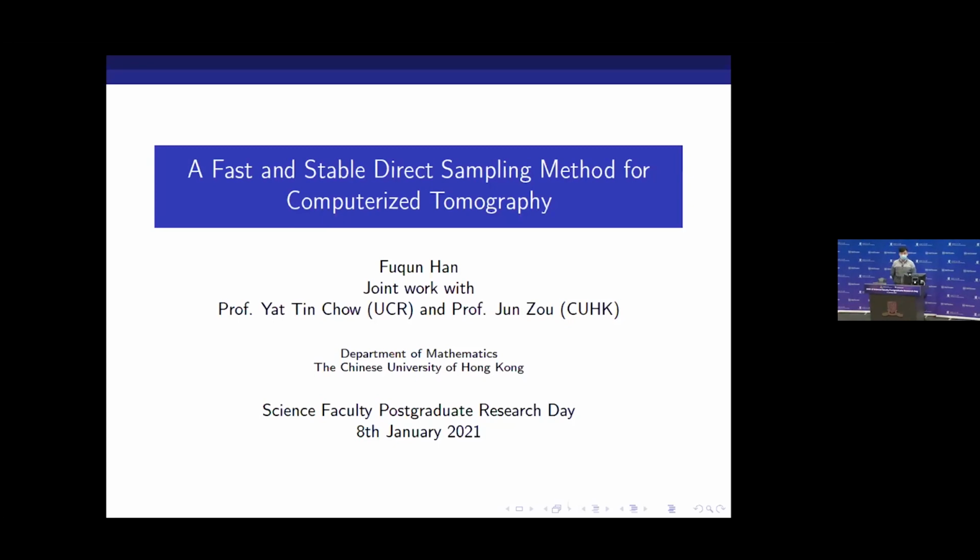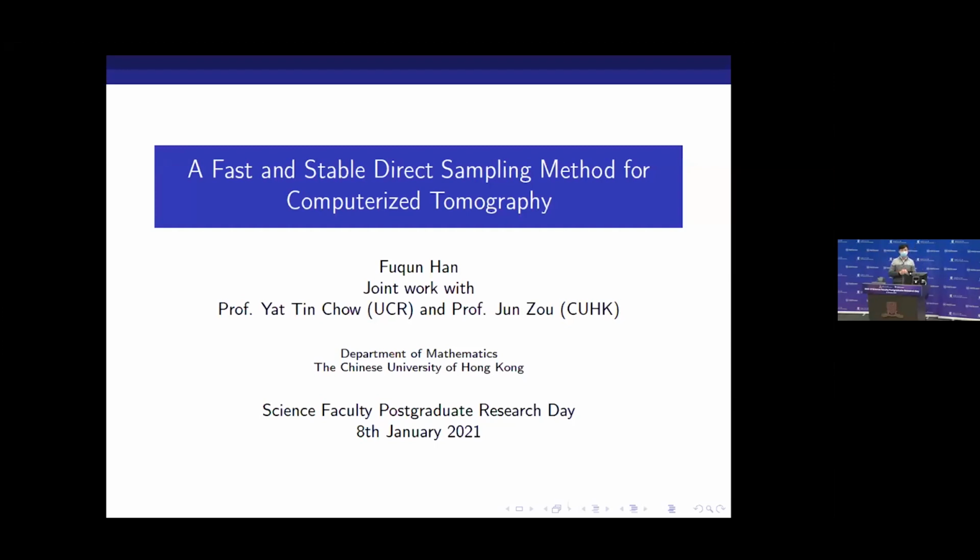My name is Fuqun, and I'm coming from the Department of Mathematics. Today, I would like to share with you a very important and also exciting research program that I have made during my MPhil studies in CUHK. This is a collaboration with Professor Yating Zhou from University of California, Riverside, and also my supervisor, Professor Jun Zhou. The title of today's talk is "A Stable and Fast Direct Sampling Method for Computerized Tomography."